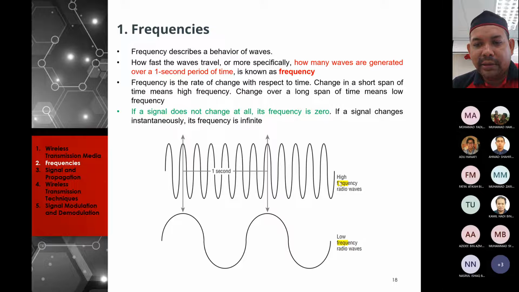So kita ada high dengan low. Ikut bawah ni, kalau dia rapat-rapat kita panggil high frequency. Time dia sama kan, kalau dia jarak-jarak kan kita panggil low frequency. If a signal does not change at all, ada satu lagi dipanggil zero, frequency zero. If a signal changes instantaneously, the frequency is infinite. Sampai tak nampak kan, laju sangat kan. Alright, so kita zoom tak jumpa adalah frequency is infinite. Nampak macam garisan je, tapi sebenarnya dia adalah frekuensi.